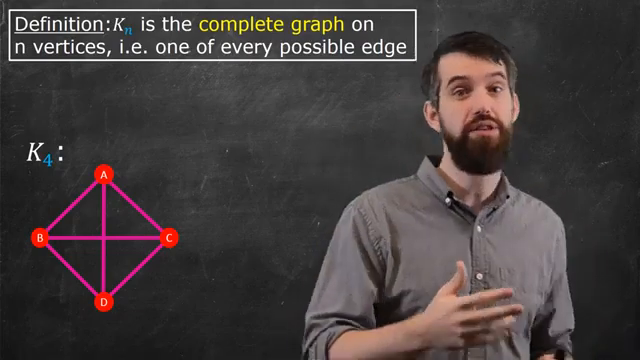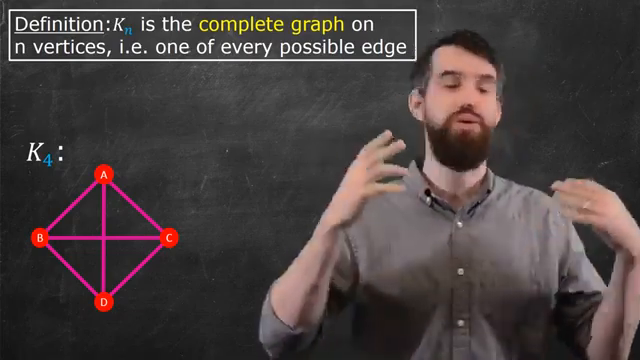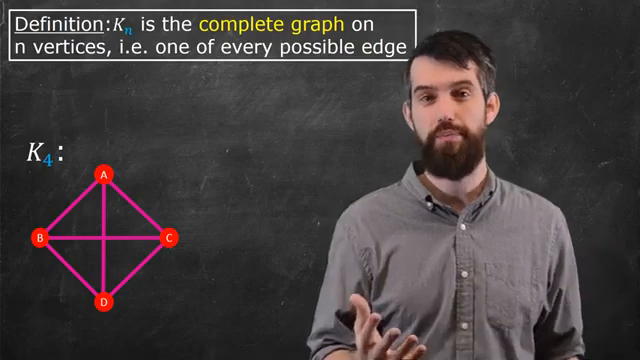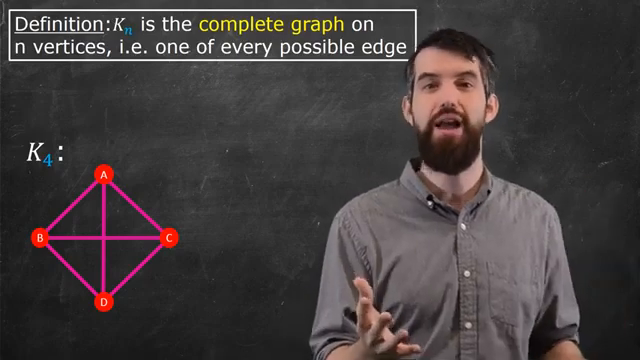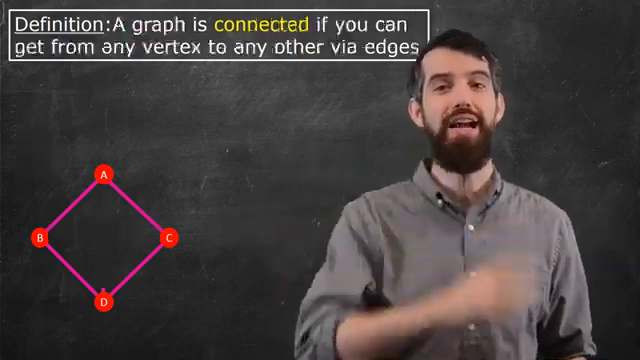Between the A and the B, there's an edge. Between the A and the C, there's an edge. Between the A and the D, there's an edge, and so on. So that's completeness. Next up, we have something called connected.